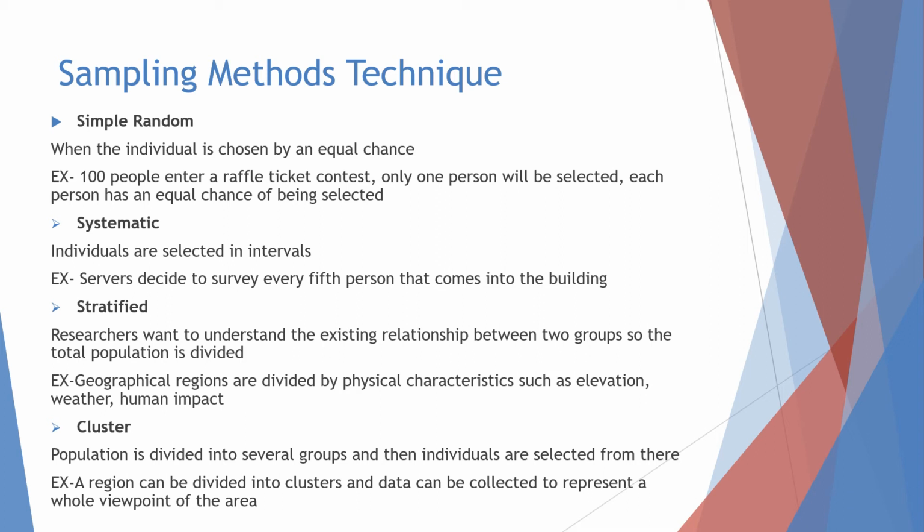Next is cluster, and this is when population is divided into several groups and then individuals are selected from there. For instance, a region can be divided into clusters and data can be collected to represent the whole viewpoint of an area. It could be not just the physical characteristics, but also humans, like culture, what language they speak.